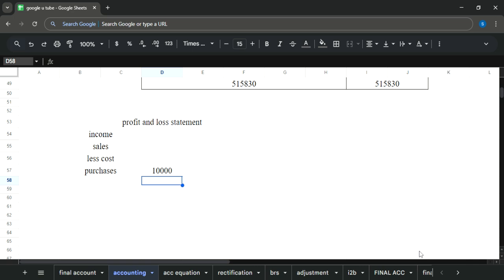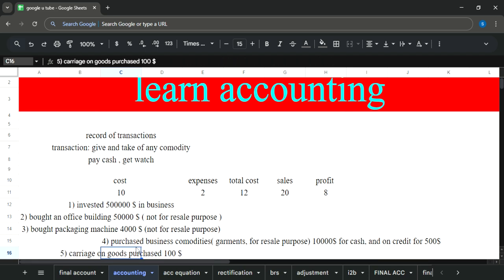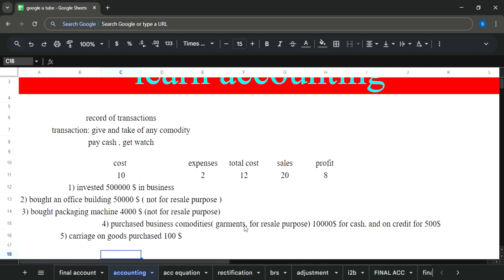No matter if you are buying these commodities on credit or on cash, both will be considered as your cost. Now here, once again I'm telling you, you are not going to include those things which you will keep in your business and they are not for sale purpose. Only those commodities which you have bought for resale purpose, only those commodities which you will sell, only these commodities when you will sell would be your income.